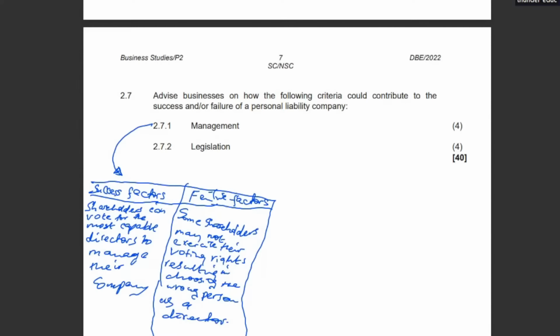Good. So now let's move on to legislation. So now, moving on to legislation, also we are going to point out the success factors and also point out the failure factors. Let's start with success. And then we have failure factors.